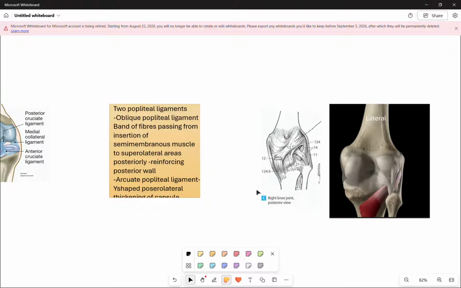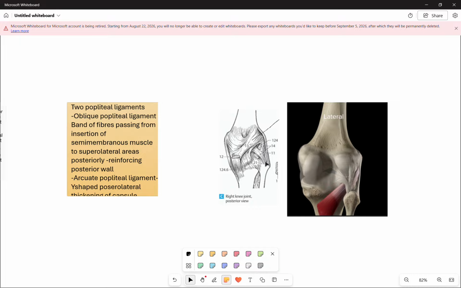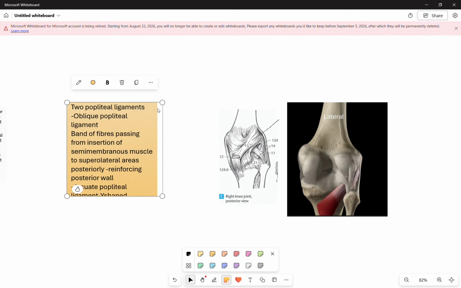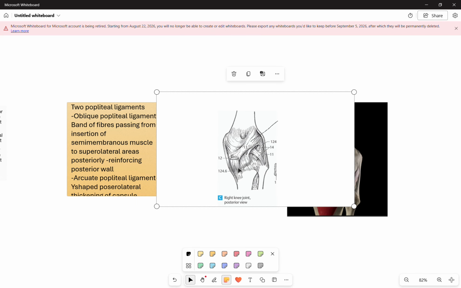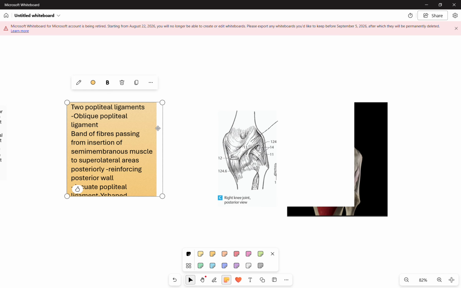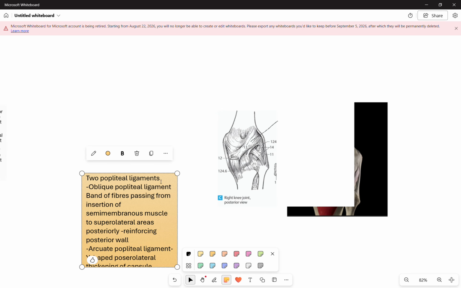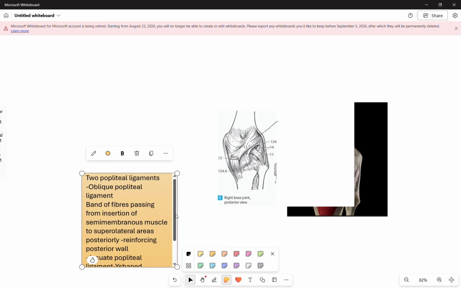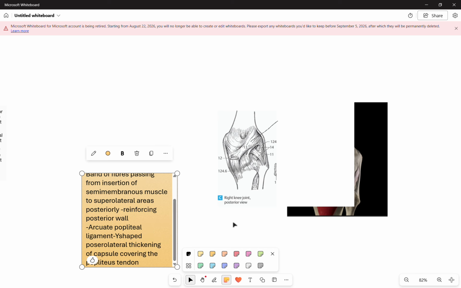The other one is the arcuate popliteal ligament. This is arcuate popliteal ligament. It is attached to the, I'll show you over here. This is arcuate popliteal ligament. It's a Y-shaped band and it's the posterolateral thickening of the capsule, and it covers the popliteus muscle.